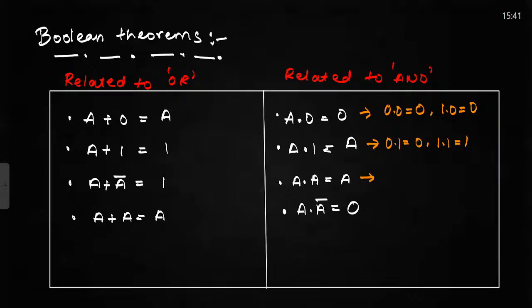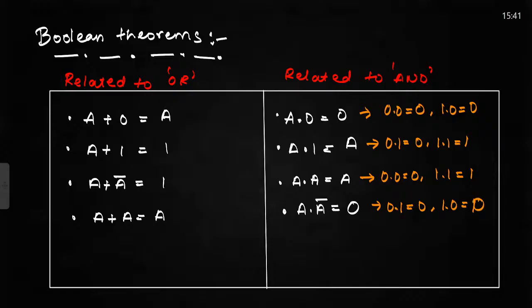Similarly here A and A, 0 and 0 is 0, 1 and 1 is 1. Here also my A is only being replicated as output. Now A and A bar: 0 and the complement of 0 is 1, that is 0, and if I take A as 1, then the complement is 0, then I will have 0.